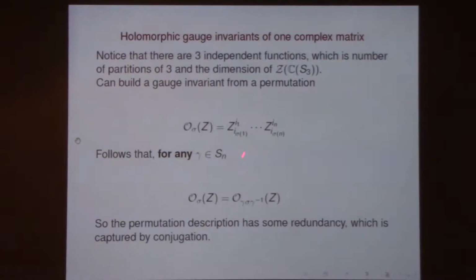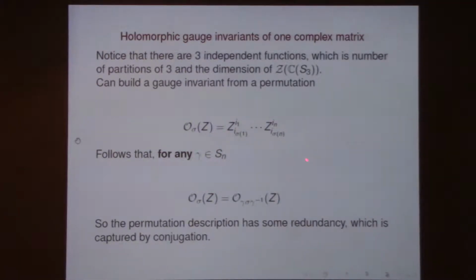But the order of the indices, if you fix the order above, the order of the indices below is arbitrary. And this arbitrariness is captured by a permutation sigma. So given any permutation sigma in Sn, you can build a gauge invariant polynomial function of the Z matrix entries.